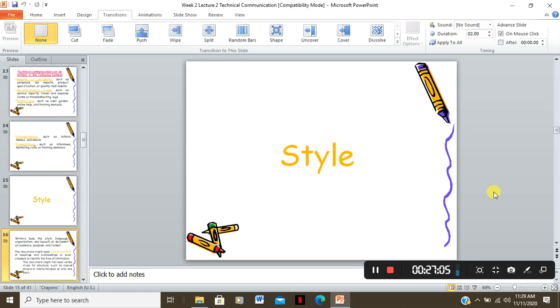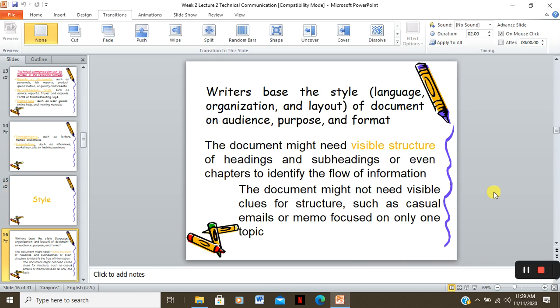Style. Writers or speakers base the style, language, organization, and layout of a document on audience, purpose, and format. So, till now we have talked about audience, purpose, and format, and these things are very important for the writer or the speaker to know, right? And they organize their language into a particular shape for that.